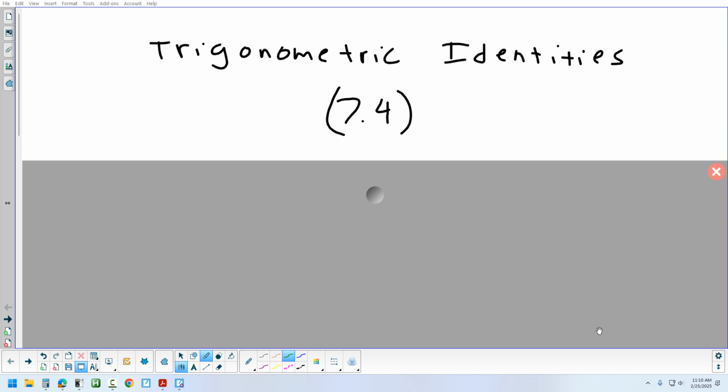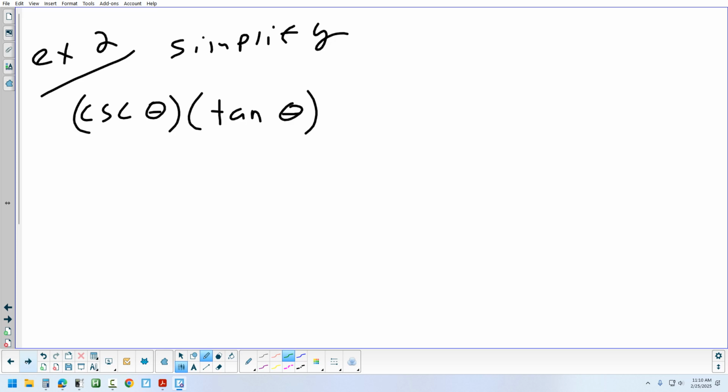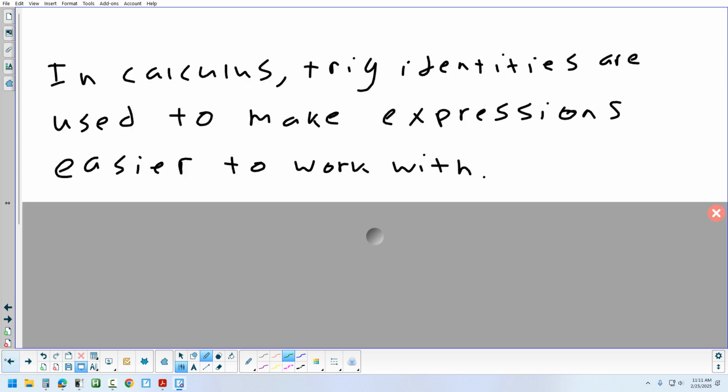All right, so section 4 is on what we call trig identities. And the whole goal of this section, I'll just jump to a problem, is to take something that maybe has multiple trig functions in it, like that, and simplify it as much as you can. To write that in an easier way to understand. That's the goal. There's another one. There's a simpler way to write cosecant times tangent. More compact. And I'm going to show you how we do it.